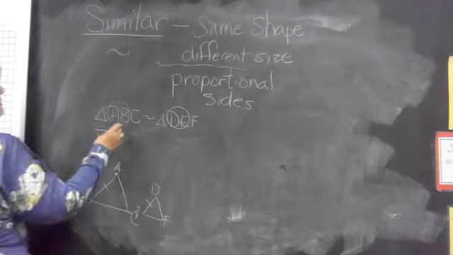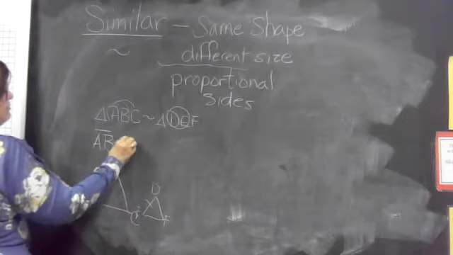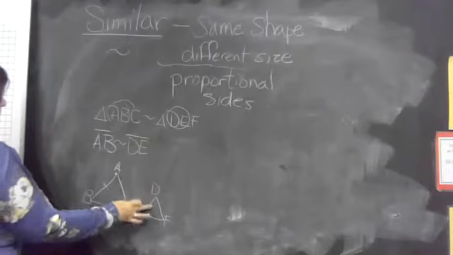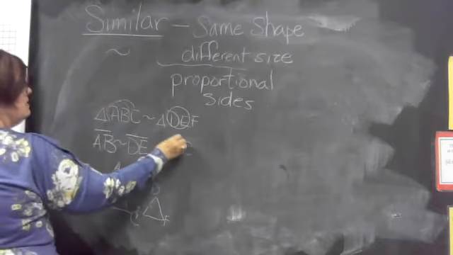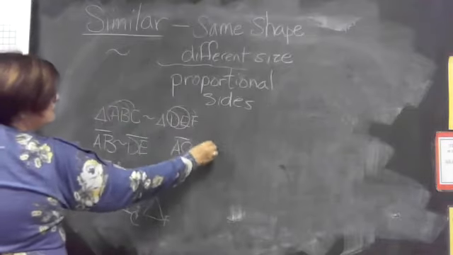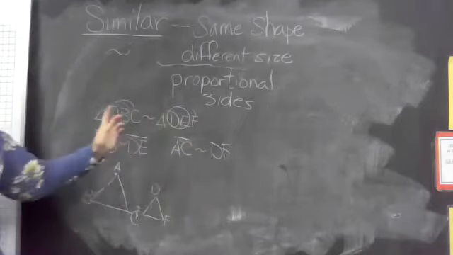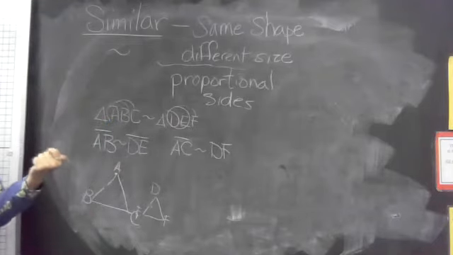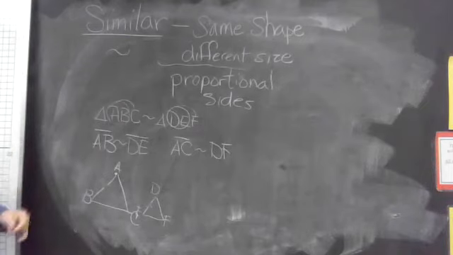So this says that AB is proportional or similar to DE, just like we said right here. And then if you said side AC, it's proportional to DF. So the order that you write this in, or that they give it to you in, is the clue which side goes with which side. And you'll need that later on. Okay, now similar. Let's do this.